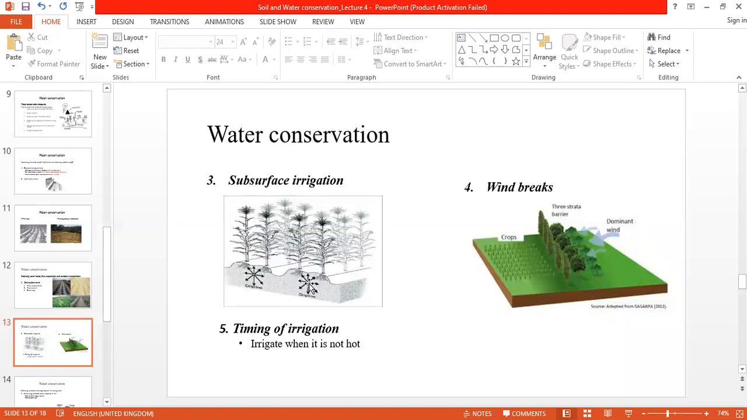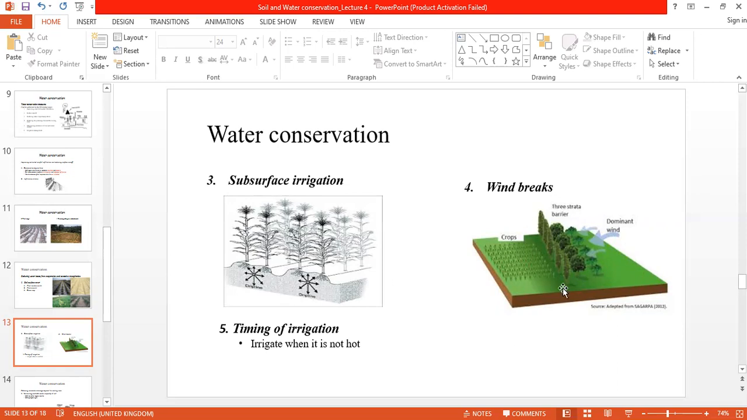But when we talk of drip irrigation, it helps to reduce evaporation in the sense that you are only applying water where it is needed. Because when you apply it everywhere, the soils where there's no plant will just evaporate it. So drip irrigation conserves water because water is only applied to where it is needed.